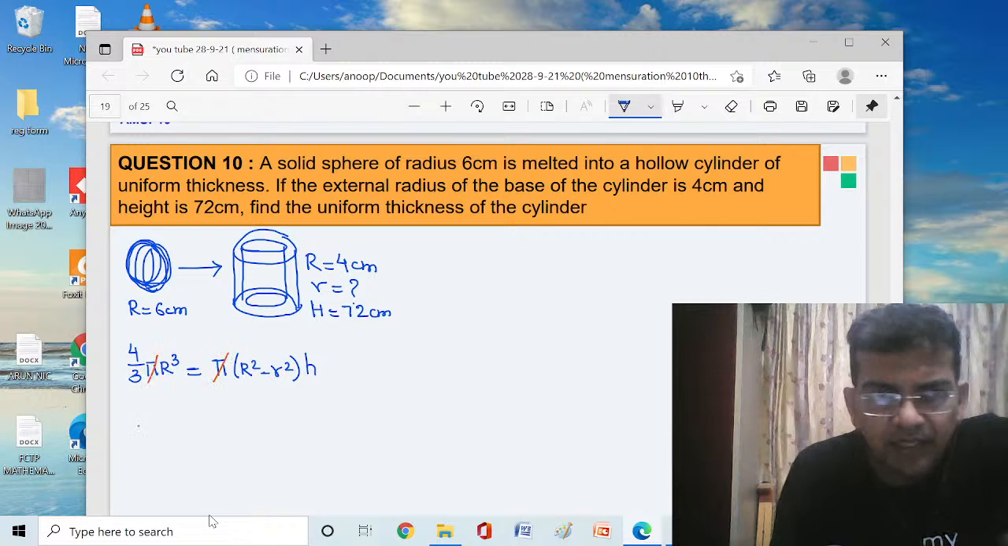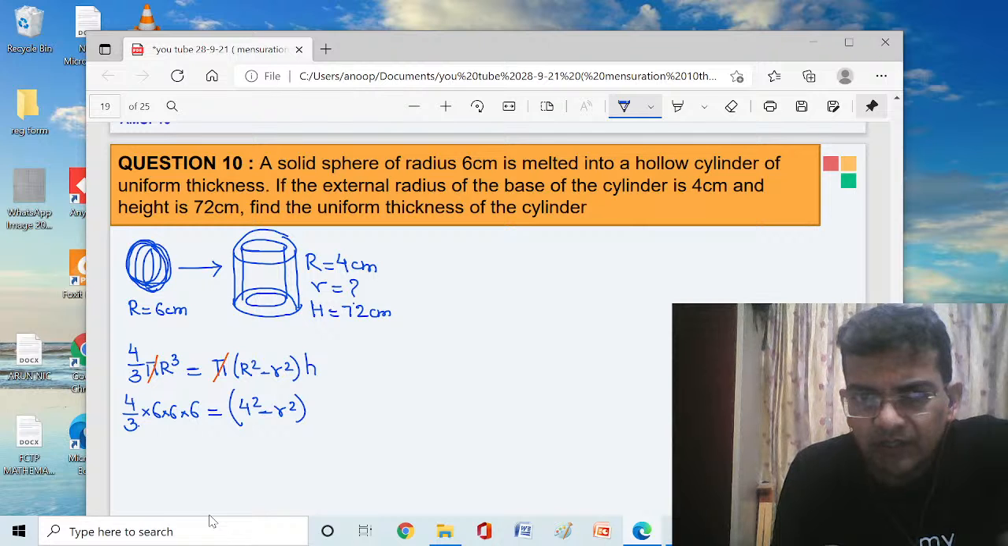What else? Now nothing can be cancelled, so let's substitute the values. Left side we have radius of the sphere, that is 6. Now on the right side we have capital R square, that is 4 square, minus r square. So we need to find it, into h. H is 72. So we can cross multiply 72 this side.